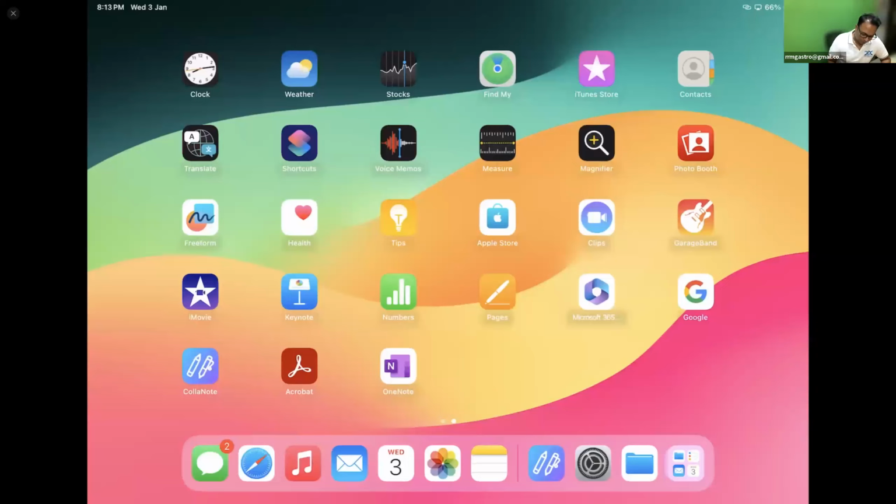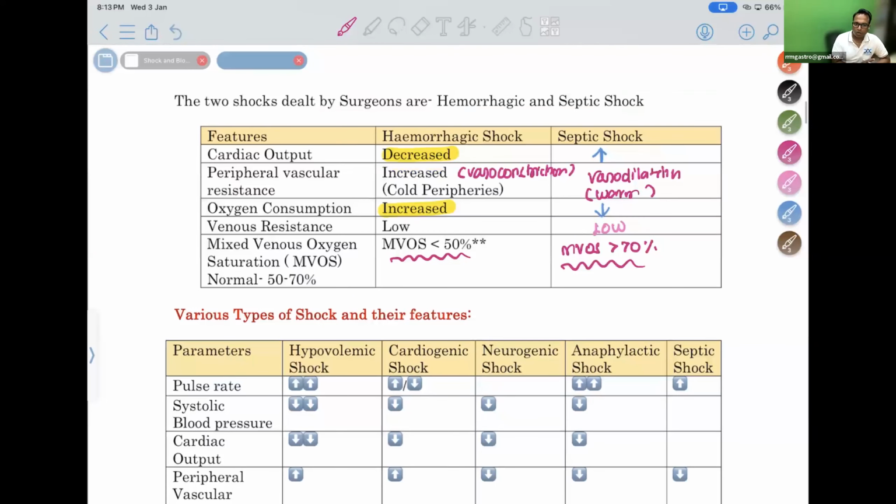Okay. So we are discussing the two types of shocks: hemorrhagic shock and septic shock.